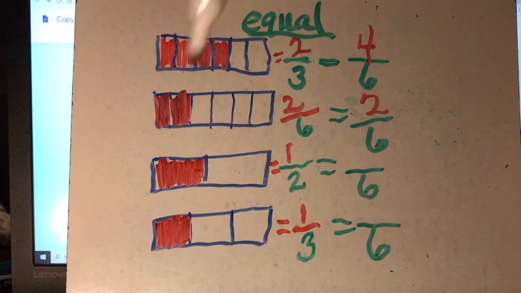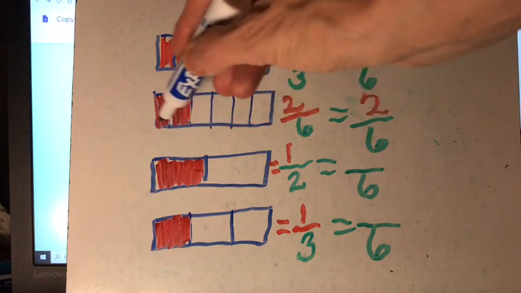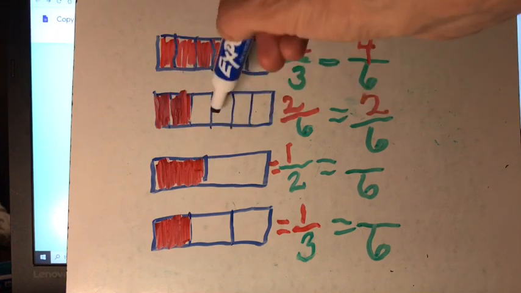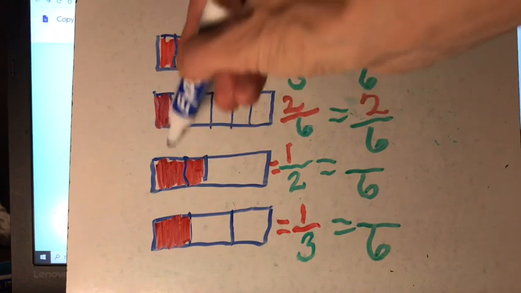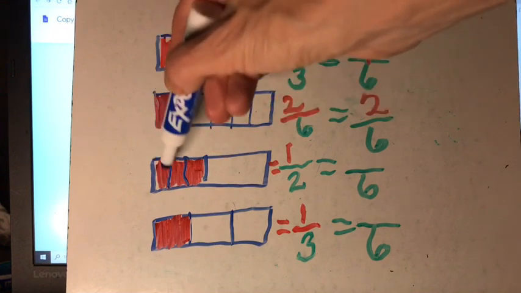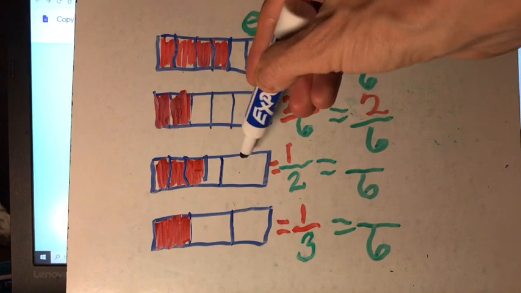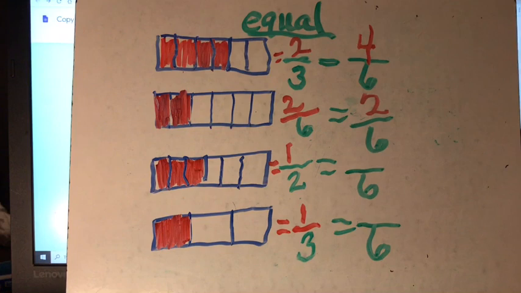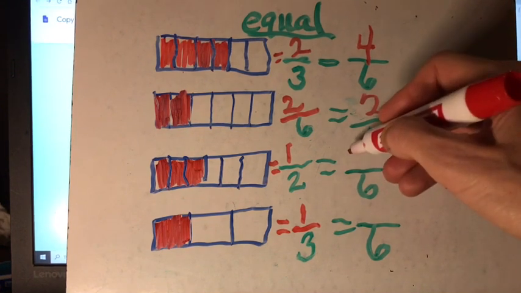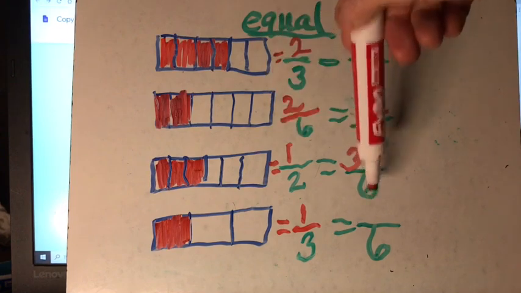The next one, it only has 2 parts, so now I have to make it into 6 parts. So I'm going to go ahead and kind of match it up with the one above it. See how this line's here? So I'll come down here, 1, 2, 3 is half of 6, so 1, 2, 3. So 1/2 or 3/6 are equivalent. 3 is half of 6.